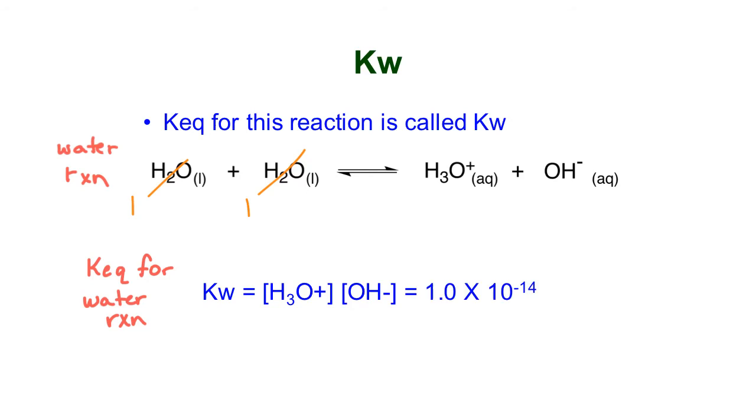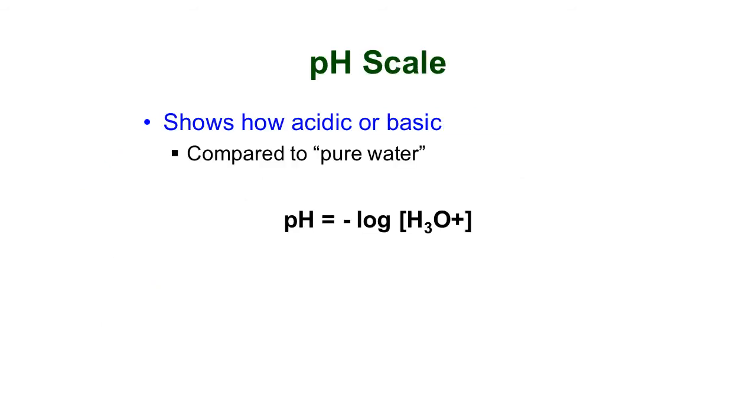And then that value is equal to 1.0 times 10 to the negative 14th. This number is interesting because it shows you the relationship between H3O plus and OH minus, but we're not going to go into a lot of math about it in this course. So that's all fine and good, but we now need to talk about how it relates to the pH scale.